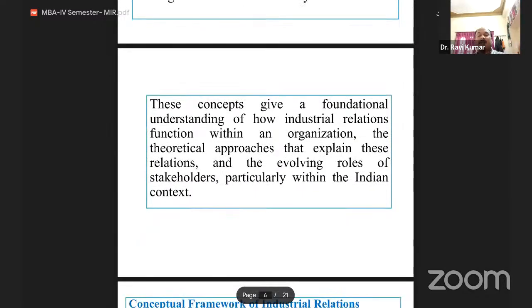These concepts give a fundamental understanding of how industrial relations function within organizations, the theoretical approaches that explain these relations, and the evolving roles of stakeholders, particularly within the Indian context. When you take the Indian context, we have to see the stakeholders, that means the owners of the company. They look at how the fundamental understanding of organizational or industrial relations is applied, and whether they are working in a systematic way at the organizational level. If the company maintains some fundamental things from the beginning, definitely they will build strong relations with the market, with society, and with the governments.